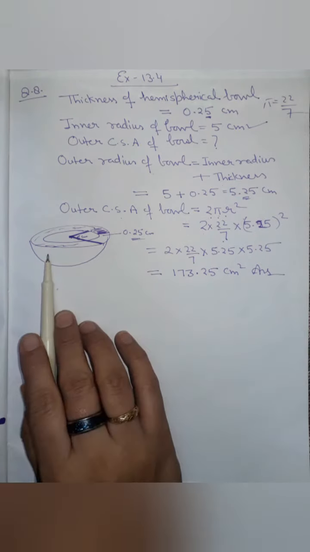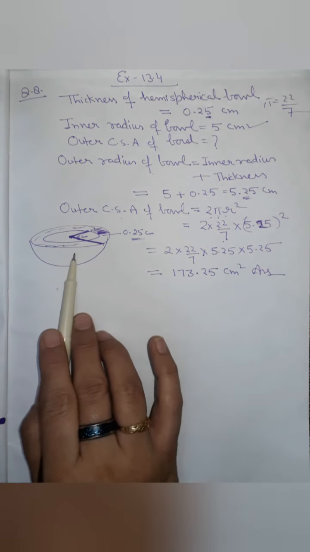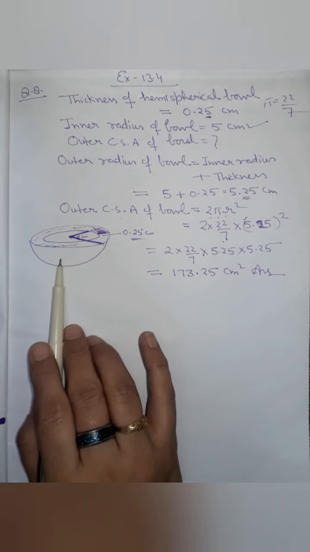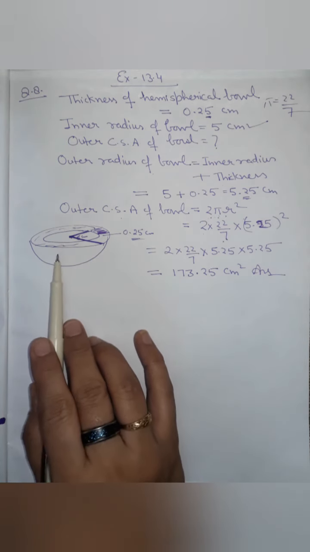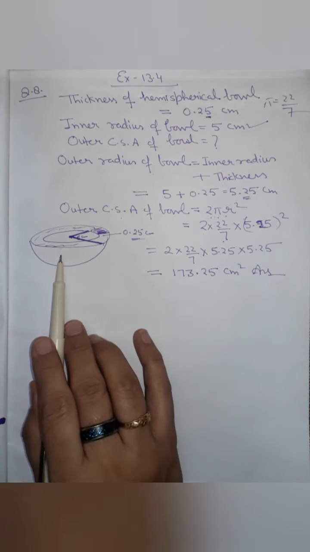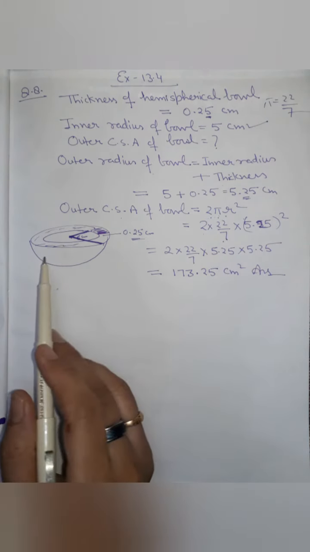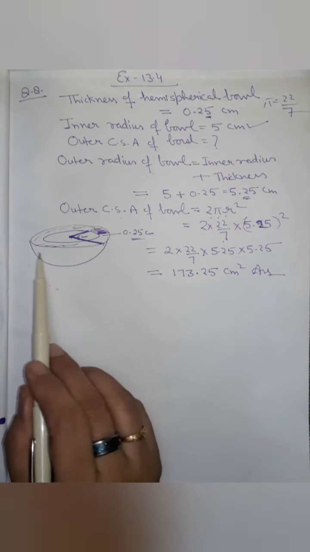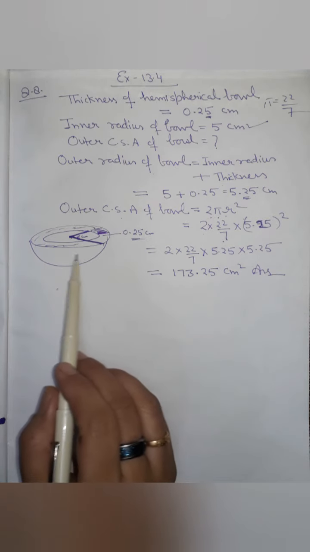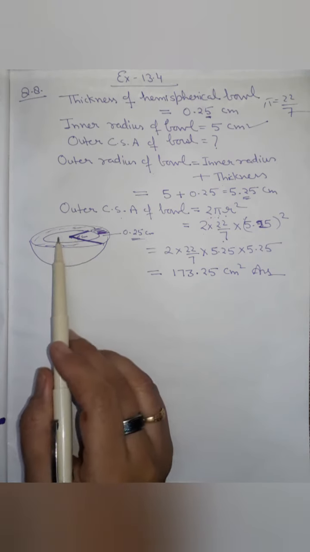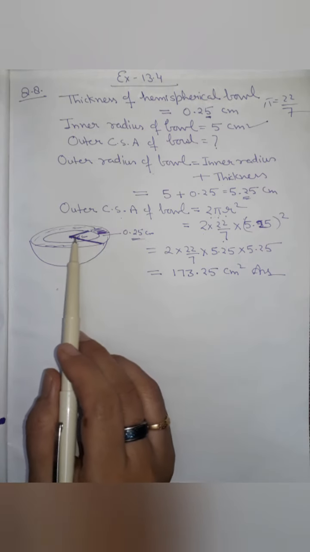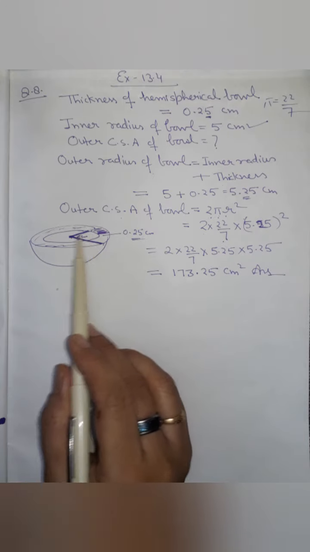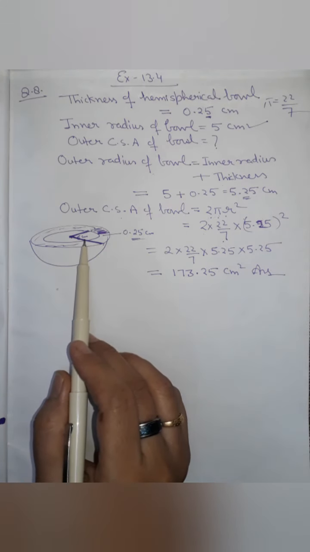Now suppose we have to paint. It is not asked in this question, but suppose we have to paint the curved surfaces of this bowl from inside and outside. So how much area we have to paint? For this, what will we calculate? Curved surface area to be painted will be equal to outer CSA, that will be 2 pi capital R square, plus inner CSA means 2 pi small r square, if we are taking capital R as the outer radius and small r as the inner radius.